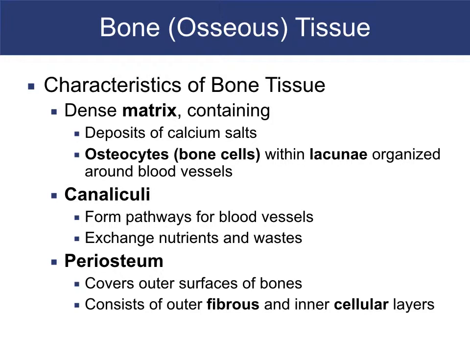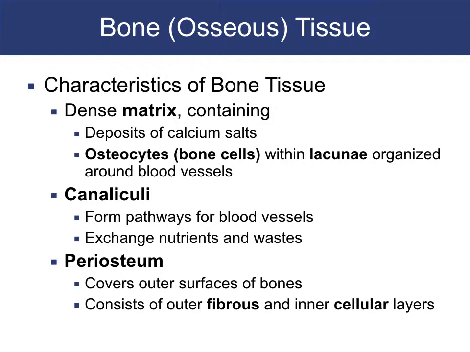Canaliculi are these little canals that run through the bone tissue itself. They form little pathways for not only the blood vessels, but also just the cytoplasm of one osteocyte to communicate with the cytoplasm of the next one.